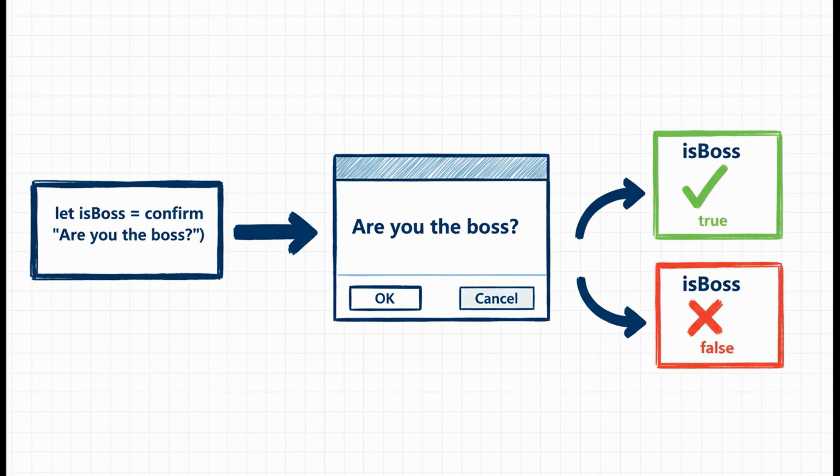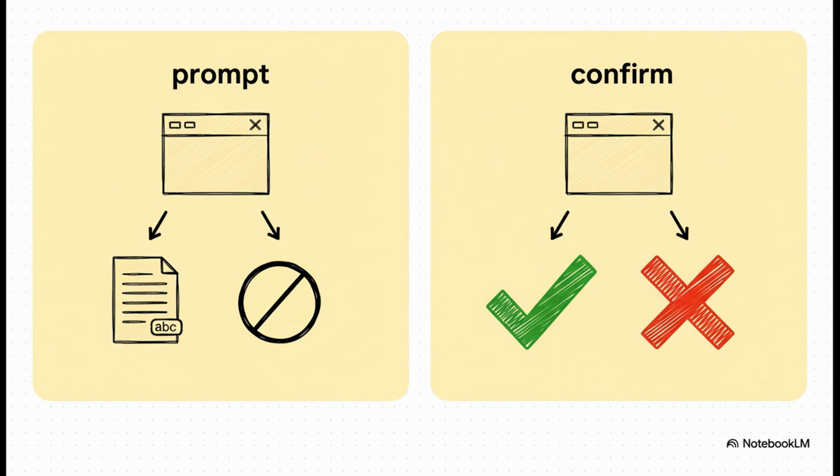Simple as that. And that right there is the fundamental difference between these two. Prompt gives you back whatever the user typed, a string of text, or it gives you null if they bailed. But confirm, it only ever gives you back a Boolean, just a straight up true or false. Knowing that is really the key to deciding which one to use for your situation.